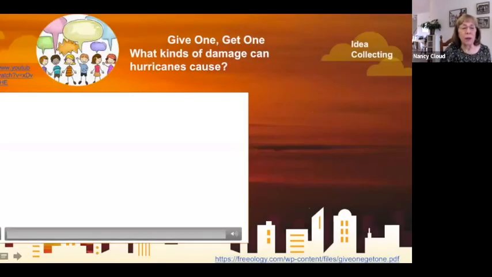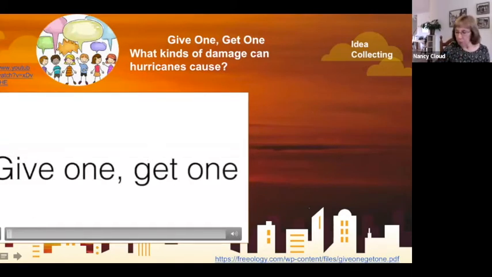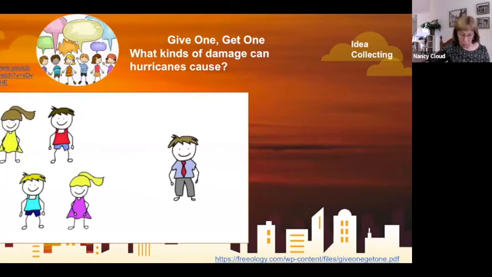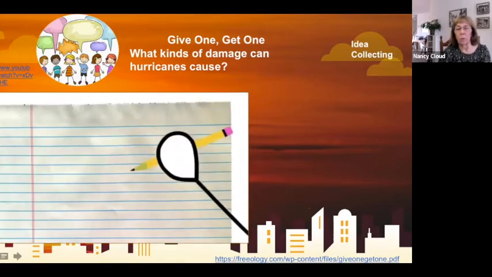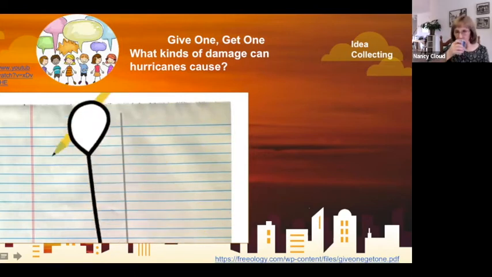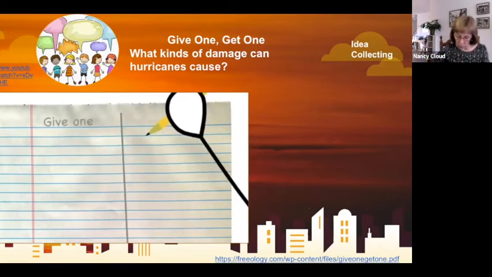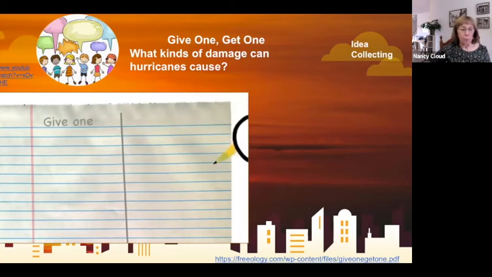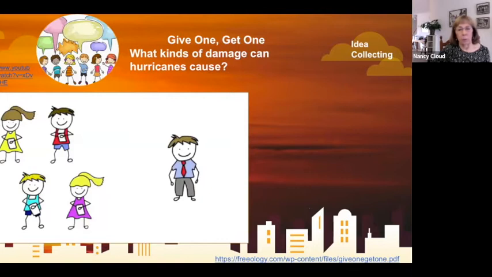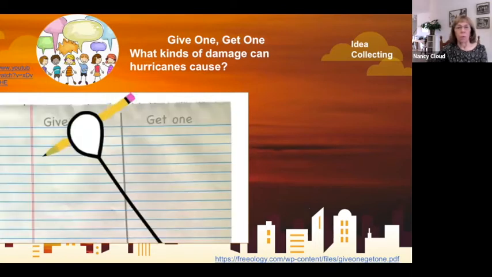Okay, so here's another one, the Give One, Get One. Today, you are going to answer a question with the help of others in your class. To start, take out a piece of paper. Draw a line down the middle. Label one side give one and the other get one. Next, your teacher will ask you a question that has many answers. When the teacher says start, list as many things as you can that answer the question.